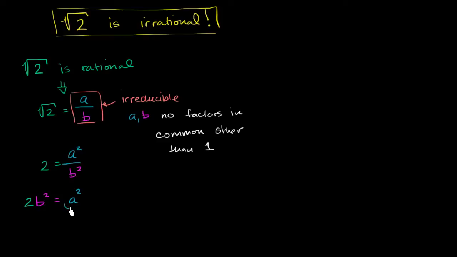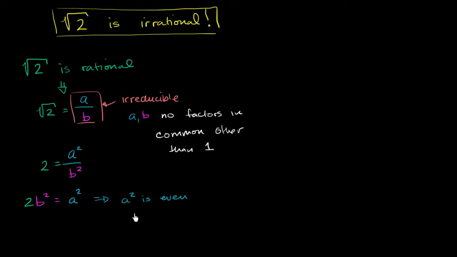So this tells us that a squared must be even. Now, why is that interesting? Well, a squared is the product of two numbers, or is a product of the same number. It's a times a.